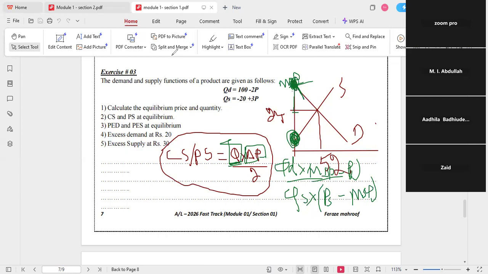Therefore, rather than memorizing the consumer surplus and producer surplus equations, if you have the strategy of getting those equations by using these techniques, you will never forget. Even if you forget, you know how to get this, so you will definitely get it. Okay? So let's start the work. Anybody having doubts in this? Please ask.